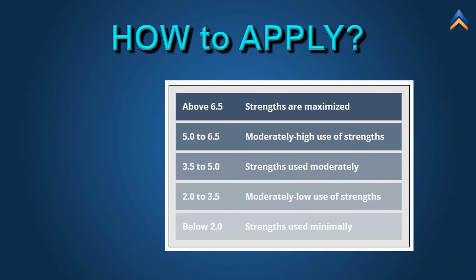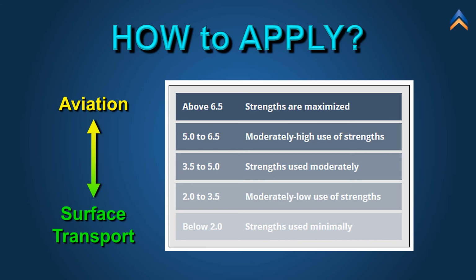So how do we apply this? If you enter a particular scenario into the tool and the resulting SMI is relatively high, it tells you aviation strengths would be well used and consideration should be given to using aviation. On the other hand, if the resulting SMI is relatively low, it tells you aviation strengths would be poorly used and consideration should be given to using surface transport.